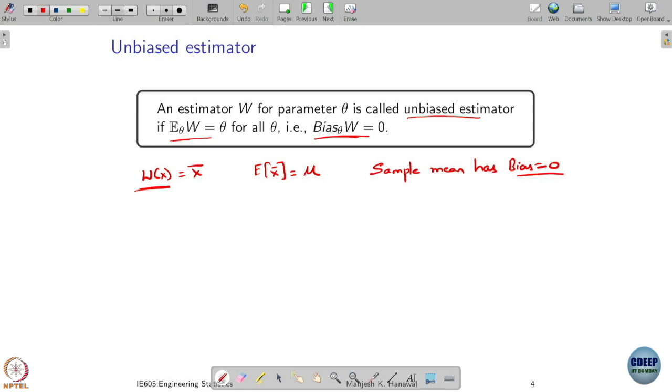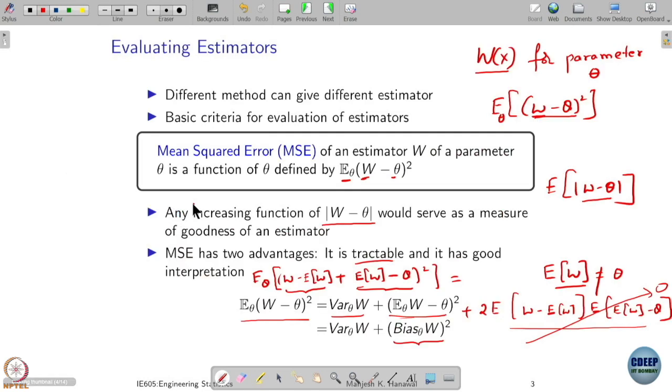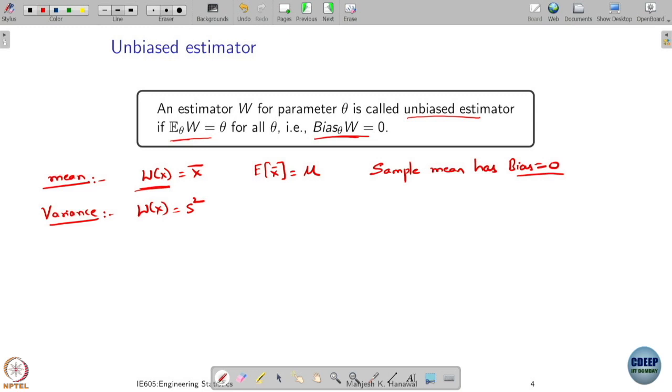Now I am interested in the variance term. So this is for mean. Let's now look into variance. Now my estimator for variance, I am going to simply take as S square. Now what is the expected value of S square? Sigma square. So for the sample variance, what is the bias in estimating the parameter sigma square? That's going to be 0, right? So sample variance has bias again 0. Okay, so that is fine.